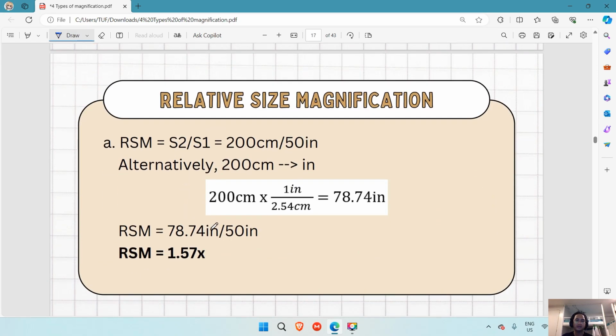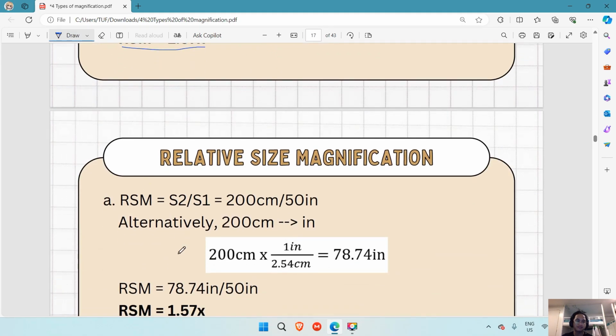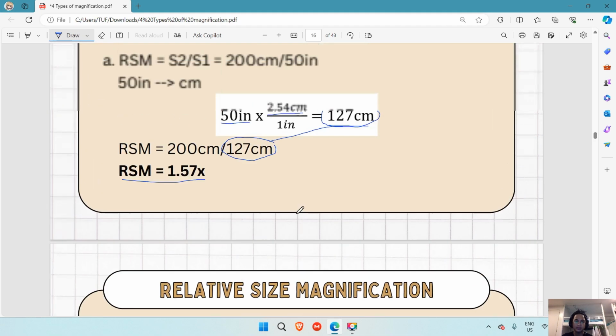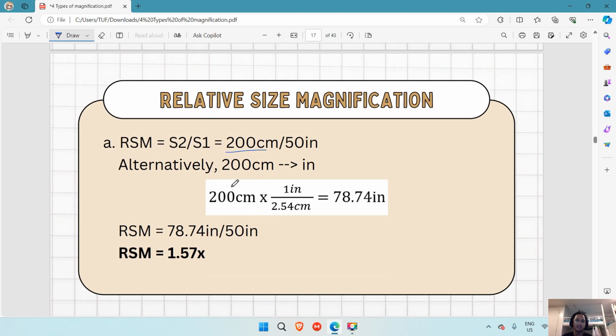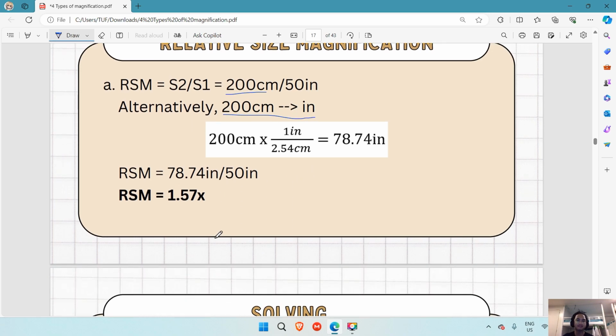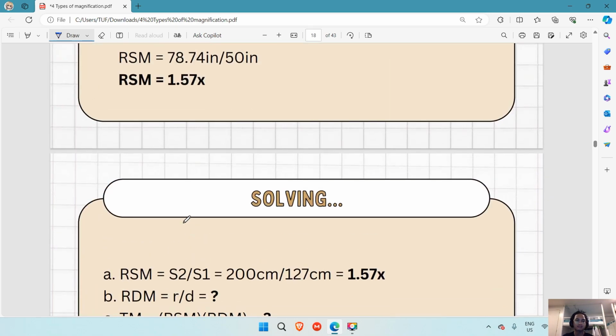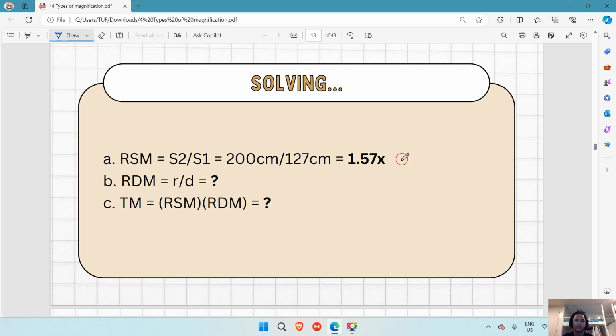Okay, so we also have an alternative way. So instead of 50, pwede sa mo kuan sa kaning 200. So same lang ni siya kung it's up to you kung asa ka mas comfortable. Okay, so we have the RSM na. Now we can proceed to the RDM.